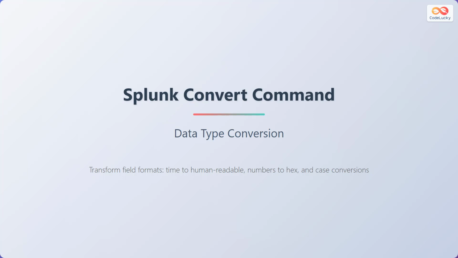Welcome to our tutorial on the Splunk Convert Command. The Convert Command is a powerful tool for transforming field formats in your search results. Today we'll explore how to change data types including converting time to human-readable formats, numbers to hexadecimal, and performing case conversions on text fields.